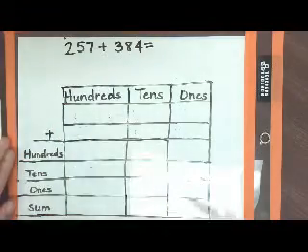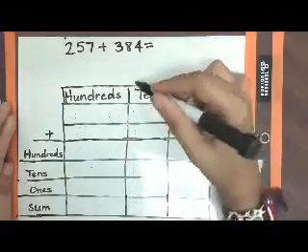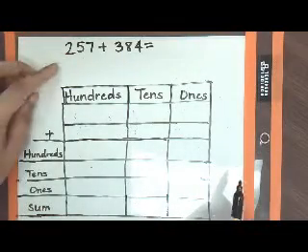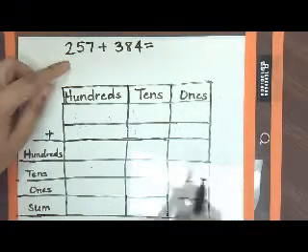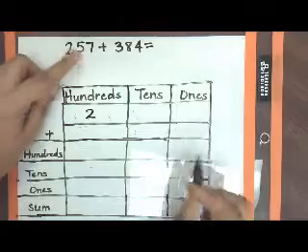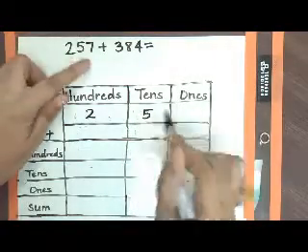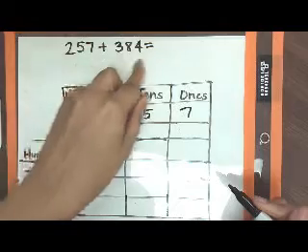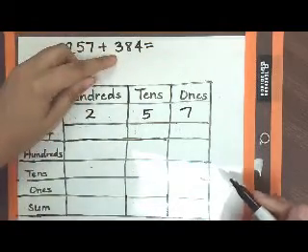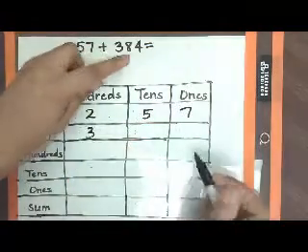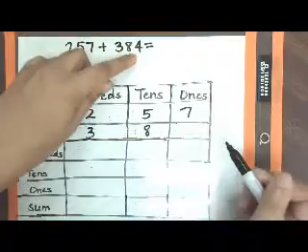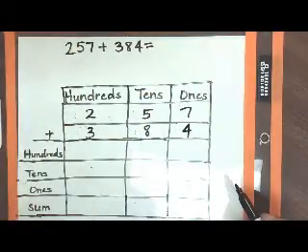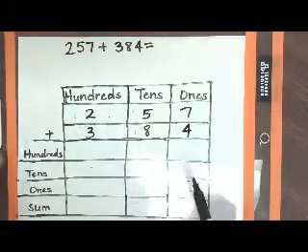We have 257 plus 384. So again, we are working with place value. In working with place value, we see that the number 257 has two hundreds, five tens, and seven ones. To that, we are adding 384. In the number 384, there are three hundreds, eight tens, and four ones. So now we have both of our numbers written down in our chart by place value.